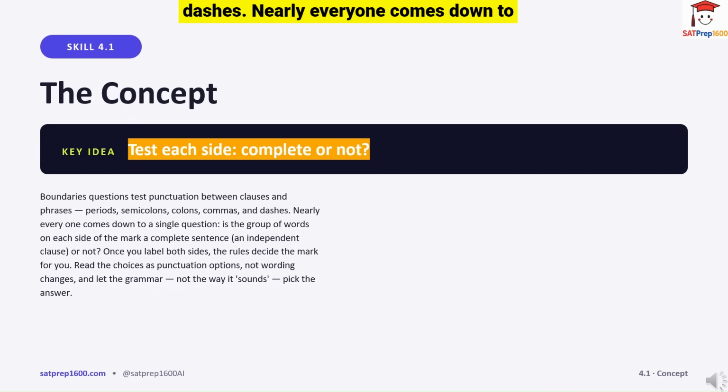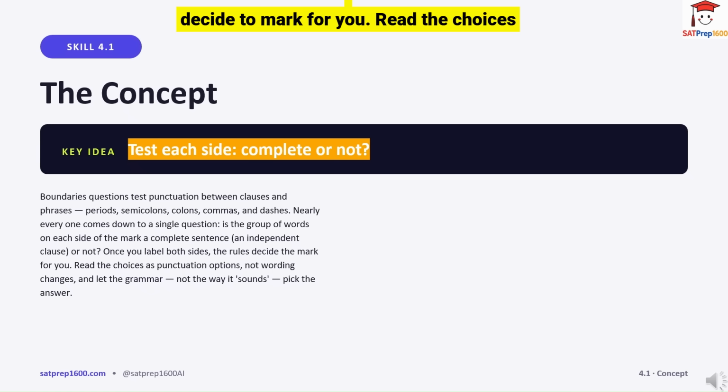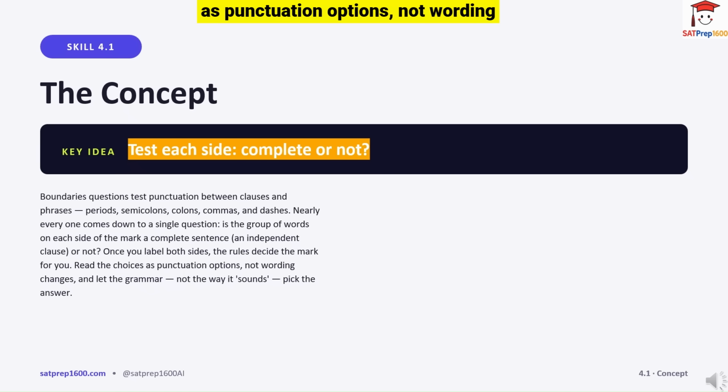Nearly every one comes down to a single question. Is the group of words on each side of the mark a complete sentence, an independent clause, or not? Once you label both sides, the rules decide the mark for you. Read the choices as punctuation options, not wording changes, and let the grammar, not the way it sounds, pick the answer. The method has 3 steps.